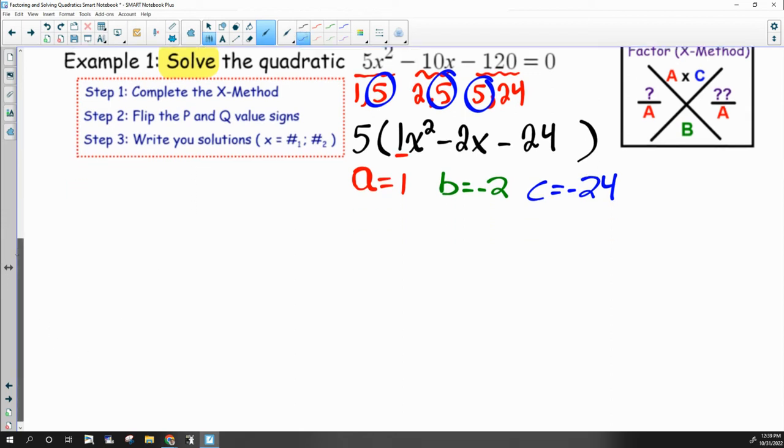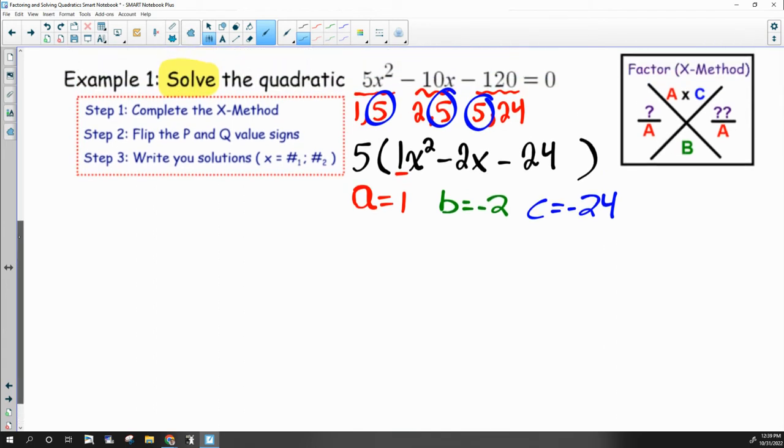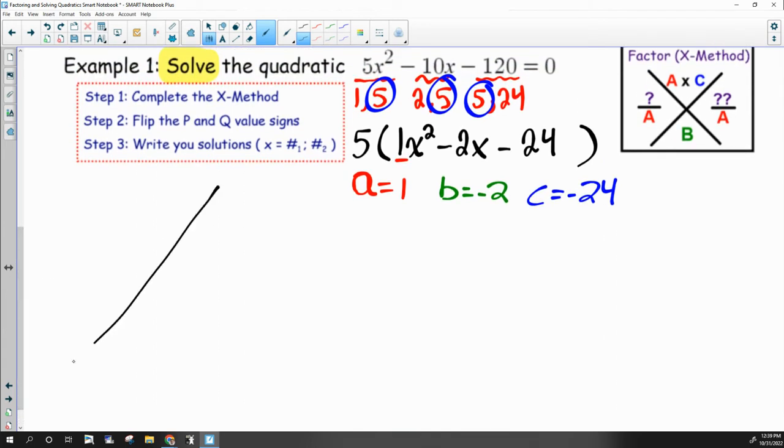So we go ahead and draw our x, and we go ahead and get to finding this quadratic's factors. If we know the factors, then we'll be able to find the solution. Up on top, we have our A value times our C value. So what is 1 times negative 24? It's the same, negative 24. Put it on top.